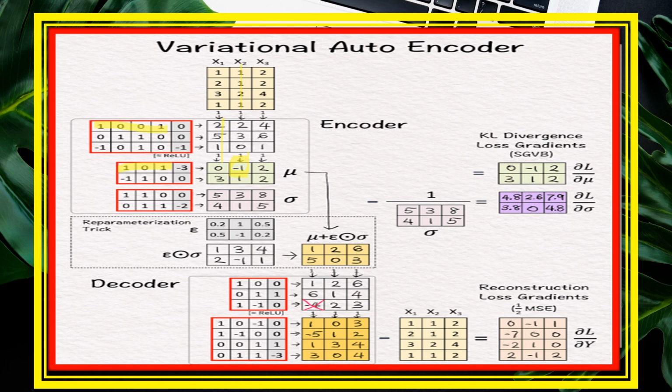Now we have this encoder mean and the variance. So the input weight is multiplied by two sets of weights and biases. The first set will predict the mean of the latent distribution, right? And the second set will predict the standard deviation of this latent distribution.